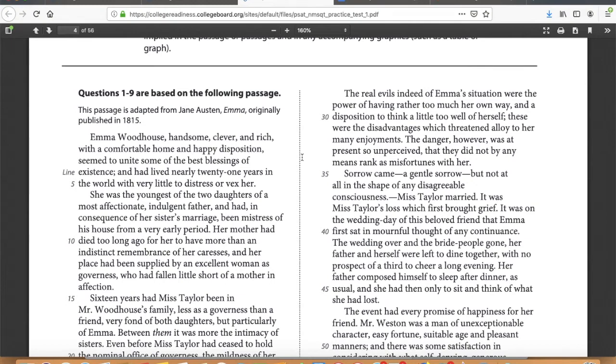That's it. Okay. Now the next part says she'd lived nearly 21 years in the world with very little to distress or vex her. What does vex mean? Do you know? Vex. I tell you what, go ahead and look it up.